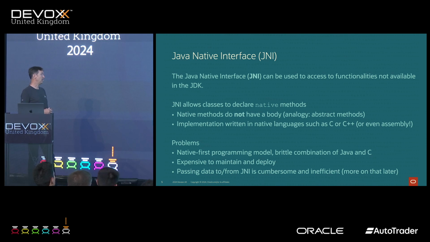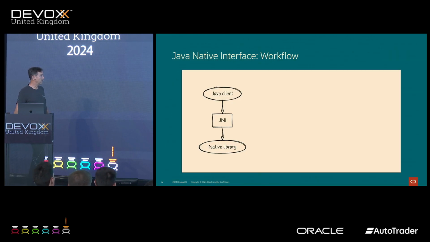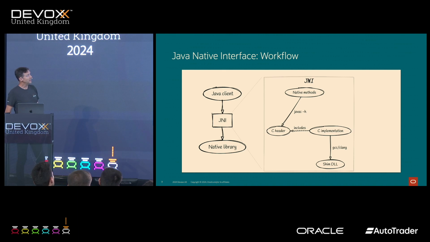But this is a brittle thing to do because we have two languages. There is a transition back and forth between the different models. It's hard to maintain. You have to be a programmer knowing both Java and C, or in fact, other languages too. And we all love Java, so we want to remain there, don't we? It's also a bit inefficient because of these transitions. So if you have a Java client, you have JNI in between, and then you have a native library. And this is how it works.